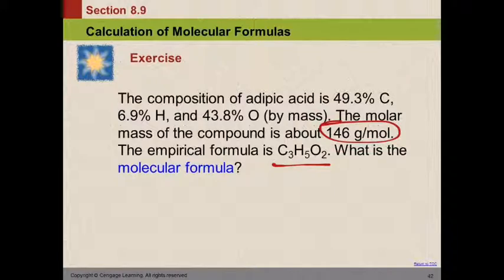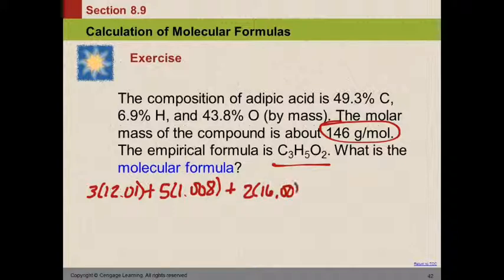So we're going to take that 146 and divide it by the mass of C3H5O2. So we have to calculate that. 3 times carbon and 5 times hydrogen and 2 times oxygen. Five times 1.008 plus 2 times 16. And I came up with 73.09.